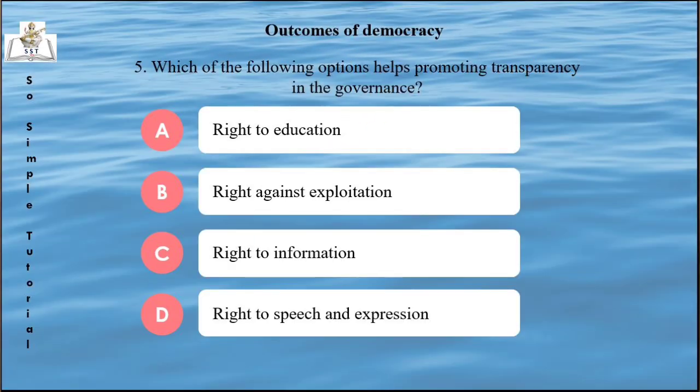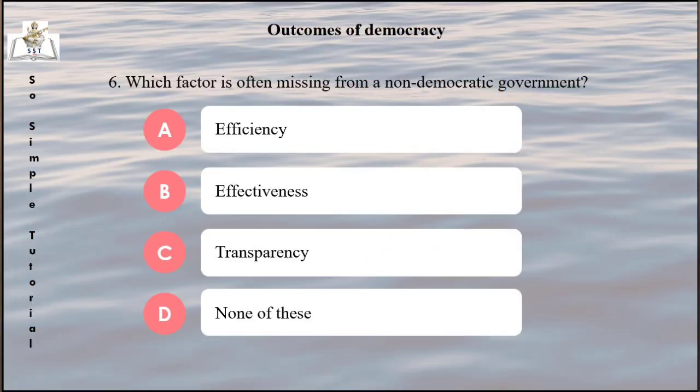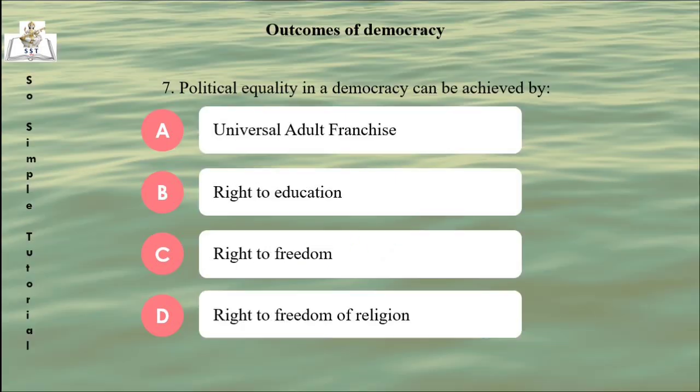Which one of the following options helps promoting transparency in the government? Right to information, so option C is correct. Which factor is often missing from a non-democratic government? It is transparency. Transparency is often missing, so option C is correct. Political equality in a democracy can be achieved by universal adult franchise, so option A is correct.